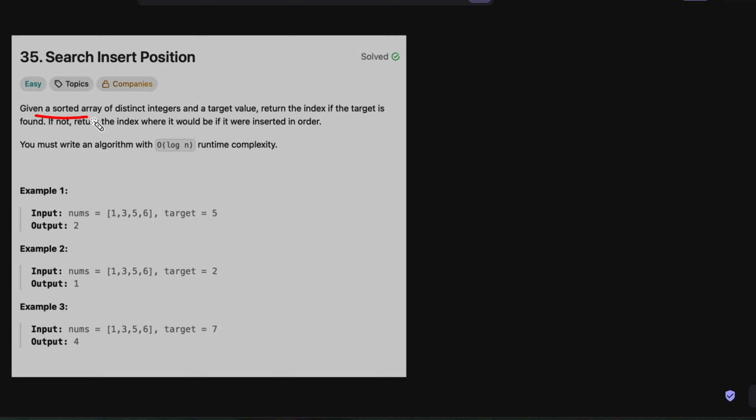Now notice that we have a sorted array in the question. It means the binary search option is open for us. Also we can see that the question itself asks us to write an algorithm in O(log n) time complexity. And this is a big hint towards binary search.